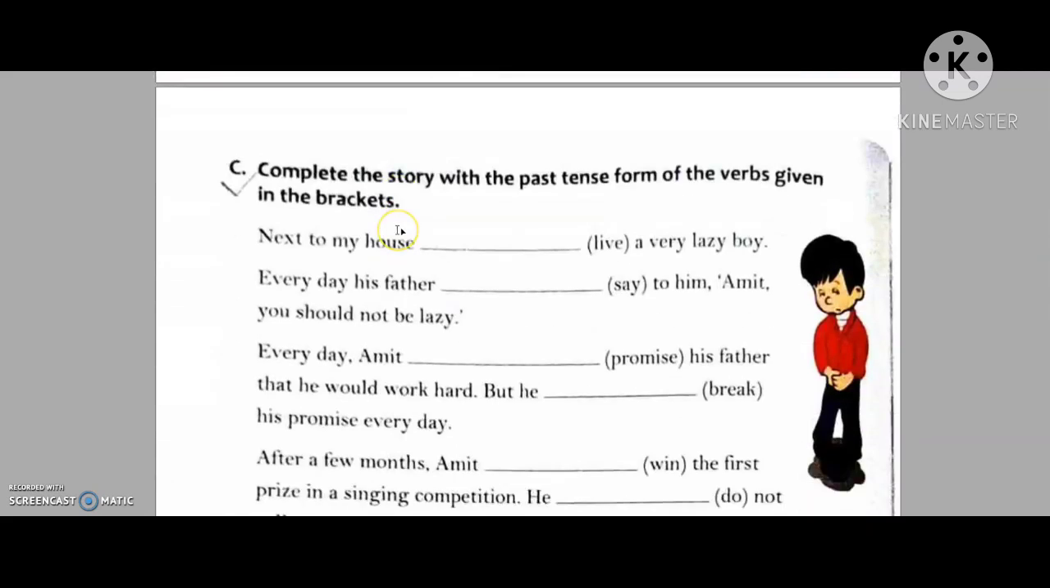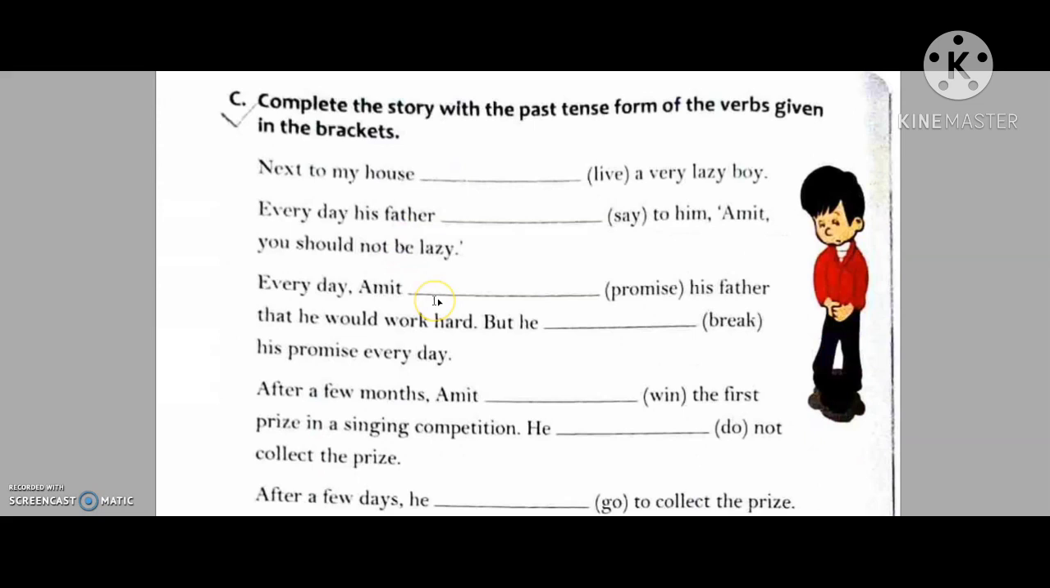Now please turn the page and come to exercise C. Complete the story with the past tense form of the verbs given in the brackets. Now you have to complete the story with the past form of verbs. Alright? You will see and you will choose which type of verb will you use. Next to my house, dash a very lazy boy. Live or lived?